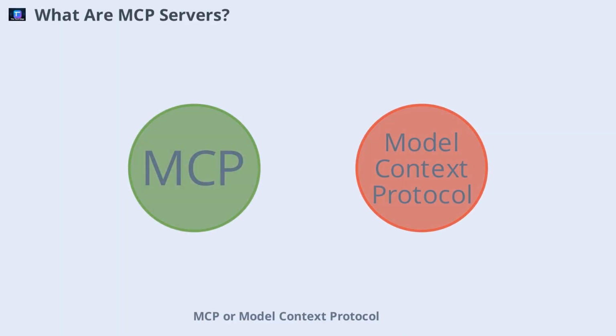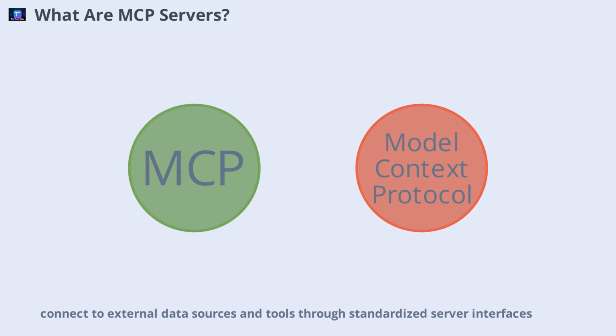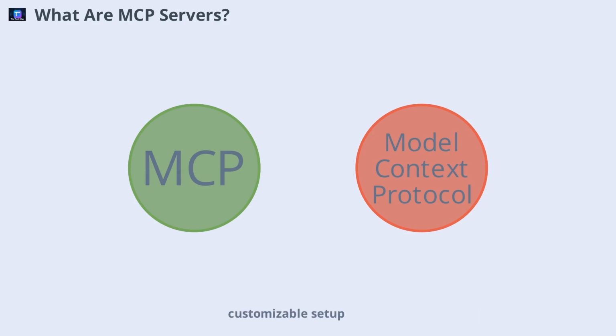MCP, or Model Context Protocol, is a framework that lets AI clients, like Claude and Cursor, connect to external data sources and tools through standardized server interfaces. Think of MCP servers as specialized microservices. Each one exposes a set of tools your AI can call, maintains conversation context, and handles errors gracefully. Adding or removing a server is as simple as editing a JSON config file. This flexibility means your AI can suddenly access databases, scrape websites, or control browsers just by connecting to the right MCP server. The result? Seamless integration of powerful capabilities, all managed through a simple, customizable setup.